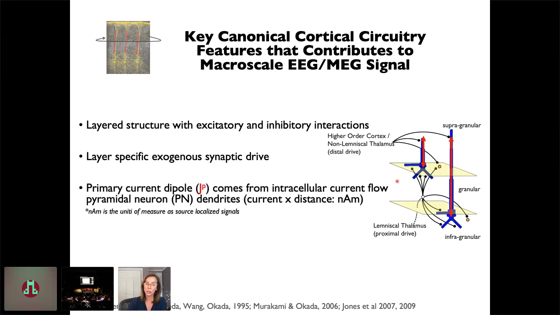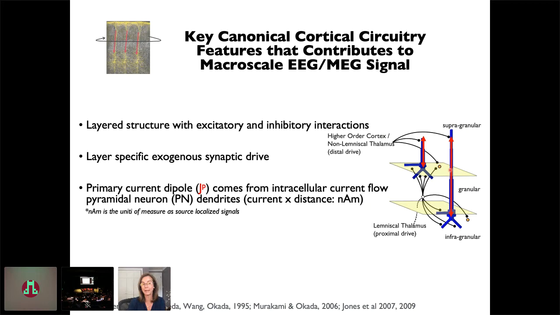Now, with this construction, the primary current dipole signal, as I've mentioned, comes from the net intracellular current flow summed up over the entire population of pyramidal neurons. And if you have this level of detail in the model, the units that come out are current times distance, or nanoampere meter. That's the same unit of measure that we can get from our source localized signal. And so we have one-to-one correspondence between the output of our model and our source localized data. And this turns out to be a really powerful framework to begin to develop and test predictions on where these macro scale signals may be coming from.